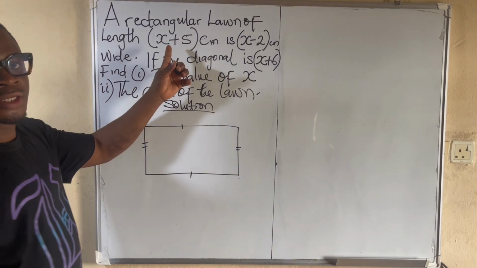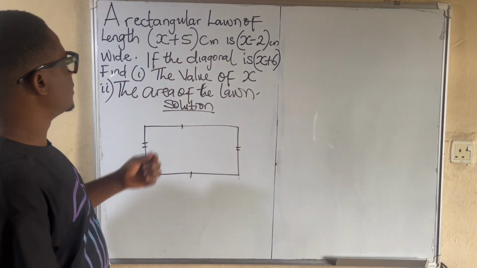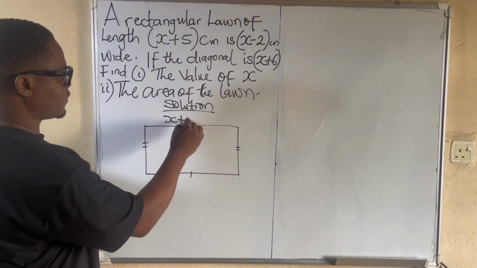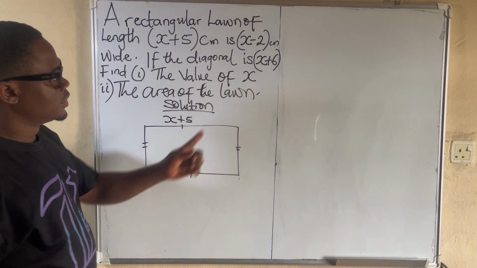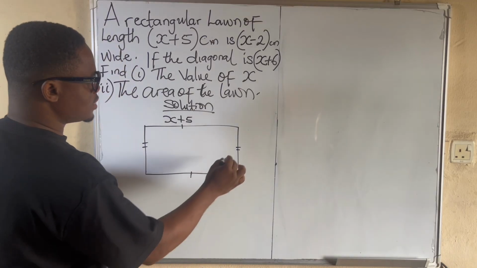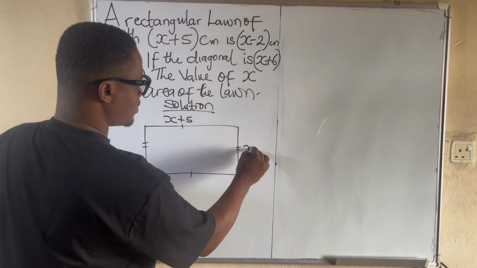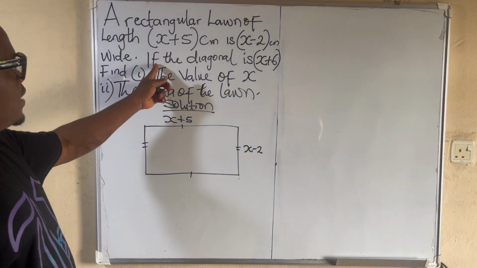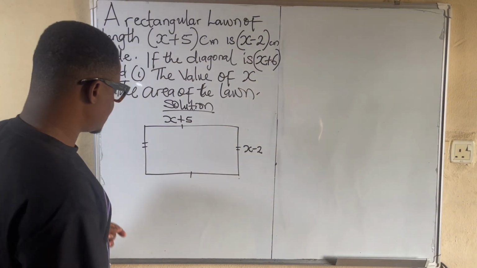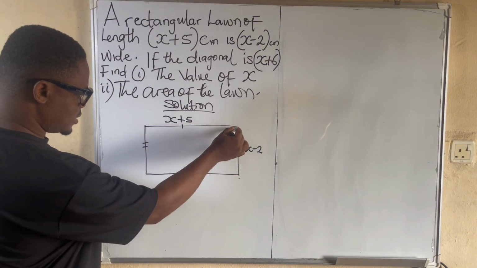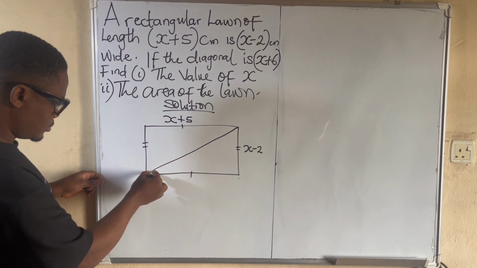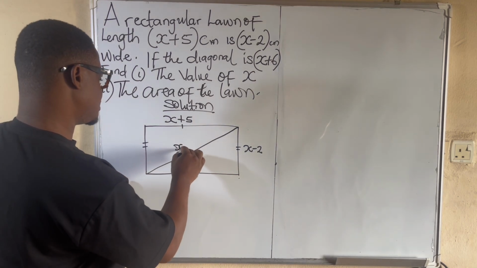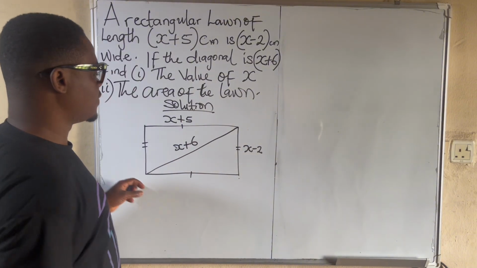From this question, the length is x plus 5. The width is x minus 2. And the question also says that if the diagonal, that is this length, is x plus 6, we should find the value of x.